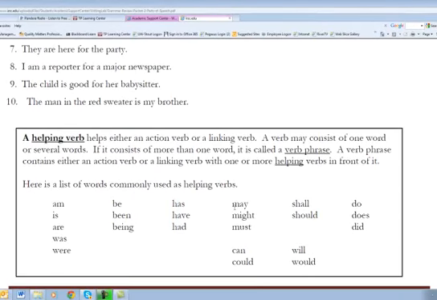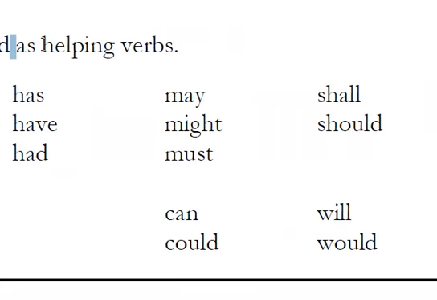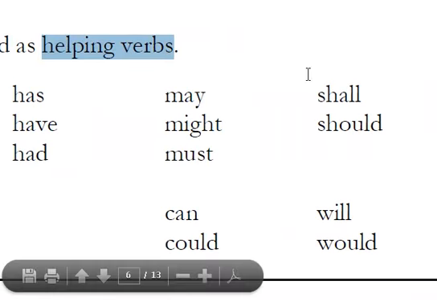And helping verbs will either assist an action verb or a linking verb. A verb can consist of one word or several words, otherwise known as a verb phrase. A verb phrase contains either an action verb or a linking verb, but it also will have one or more helping verbs in front of it. I would recommend that you do recognize this list of commonly used helping verbs. And you'll notice that the linking verbs will overlap here, and the linking verb am or is will become a helping verb when it is followed by other verbs.